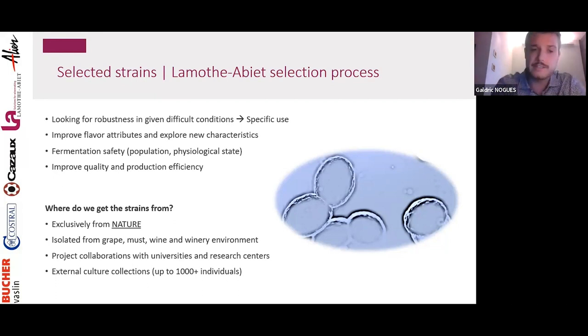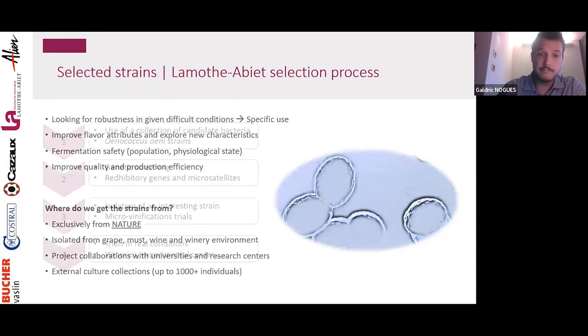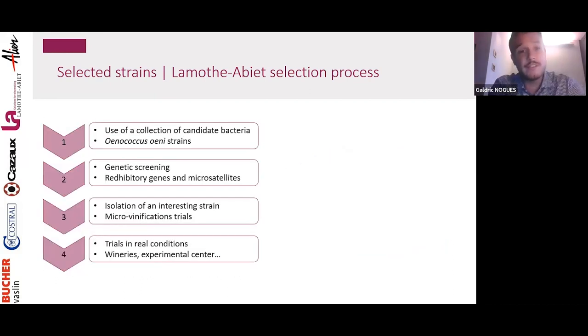And we base our work on external culture collections. So it can be up to 1,000 individuals. Among them, we will try to find the one we need. So then we process it through different steps. First will be the collection of candidate bacteria. So most of them will be inoculated strain. And then we do first genetic screening, where we look at regulatory genes and microsatellites.